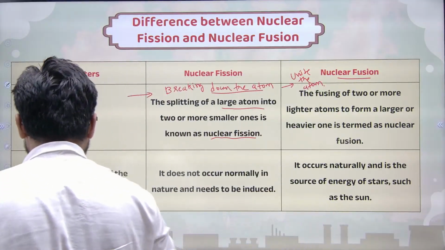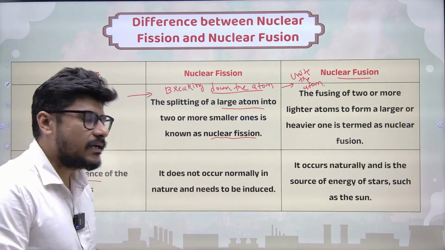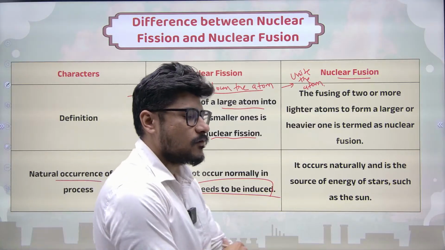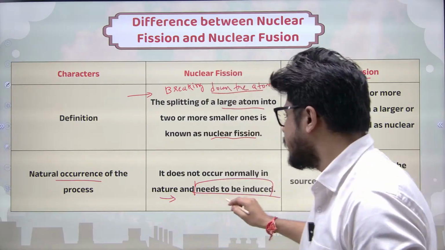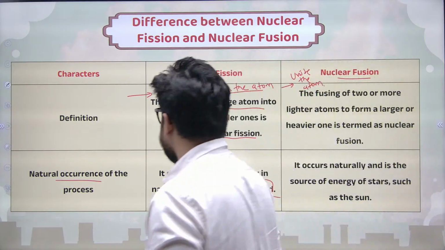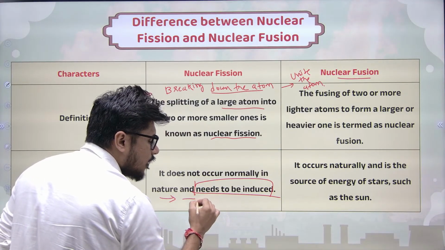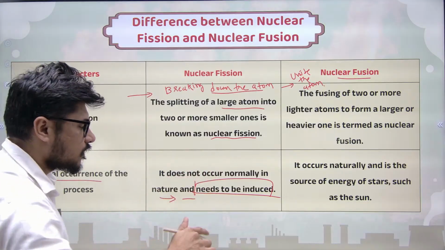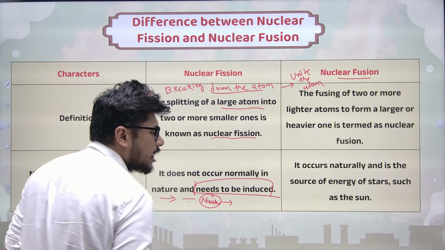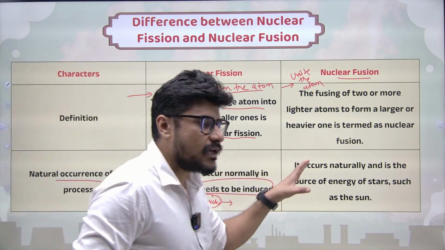Natural occurrence of the process: fission does not occur naturally. It needs to be induced. If you want to generate energy from thorium or uranium or any kind of radioactive material, then you have to put it under a specific pressure situation. You have to throw neutrons artificially on this element, and from that process it will start a chain reaction of fission.